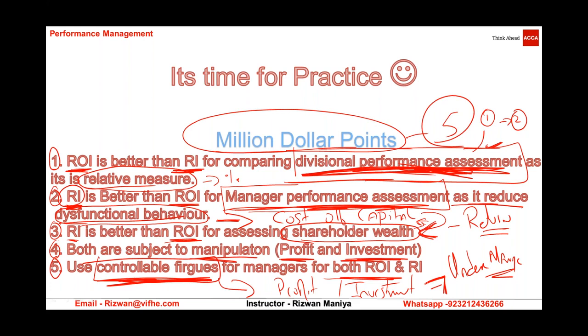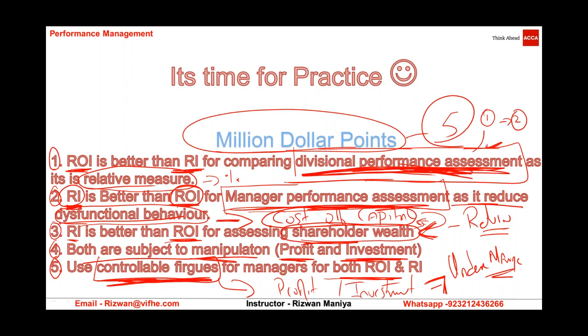So for assessing the manager's performance, to judge the manager's decision, it's good to use what? RI. Because RI is close to shareholders as it uses cost of capital. Whereas ROI results in manipulation. They will try to achieve the bonus if they are assessed on ROI.